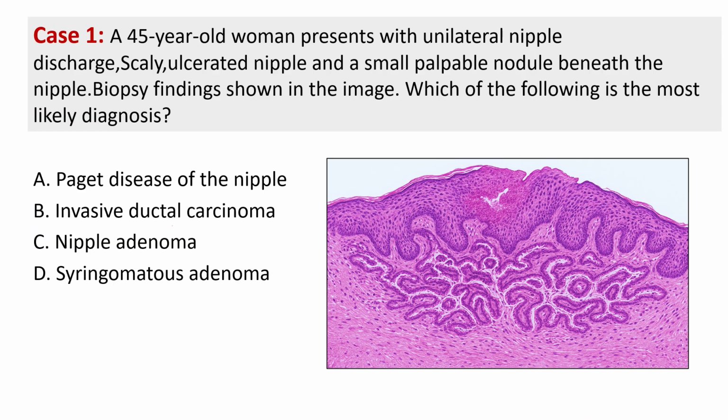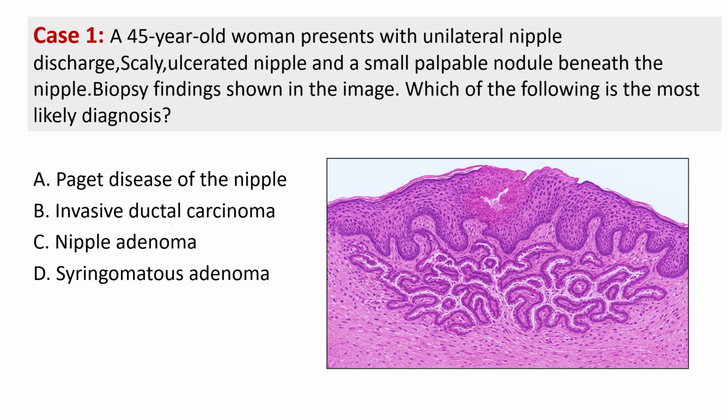Coming to the first case, a 45-year-old woman presents with unilateral nipple discharge, scaly ulcerated nipple and a small palpable nodule beneath the nipple. Biopsy findings are displayed in the image. Which of the following is the most likely diagnosis? So in this case, based on the clinical findings, 45-year-old woman, that is elderly women with unilateral nipple discharge, means only one breast is involved, scaly ulcerated nipple.